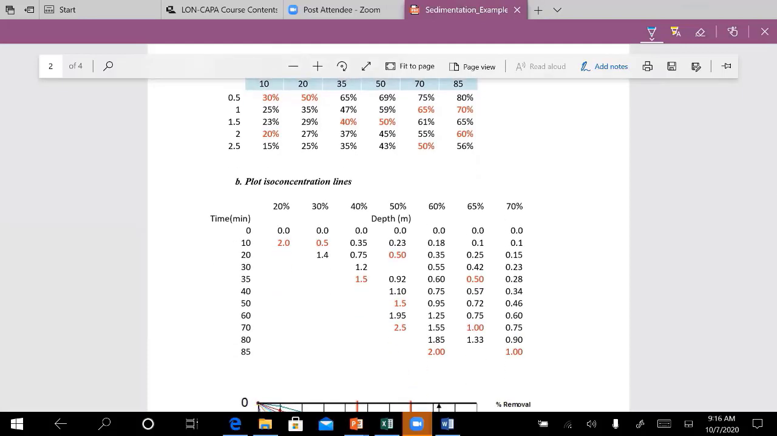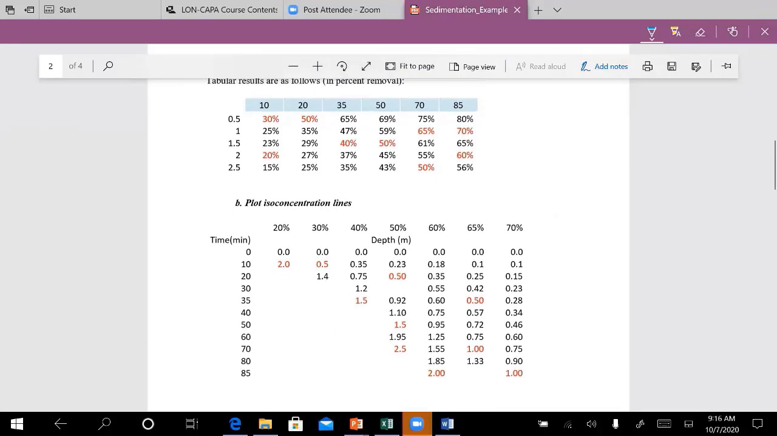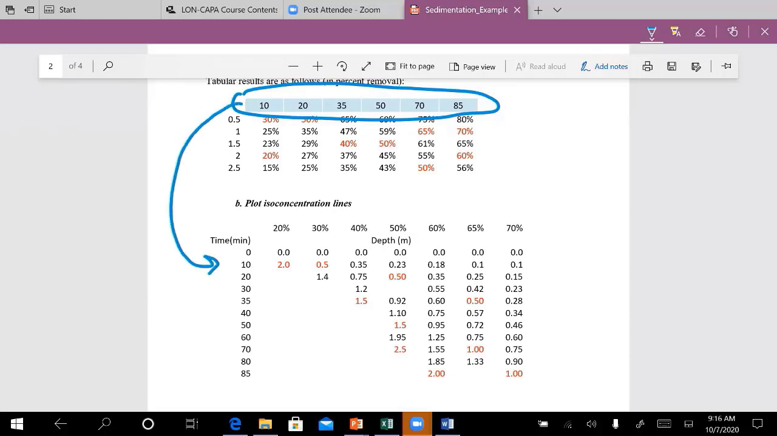The next part is the challenging part. What we need to do is plot the iso concentration lines. Notice here we have time, and we've got time here. So we're taking that time data and putting it in rows. We have in the table here the % removals.